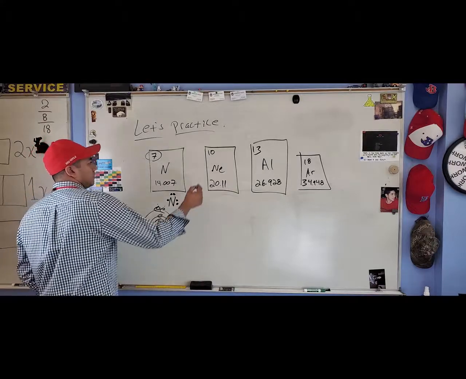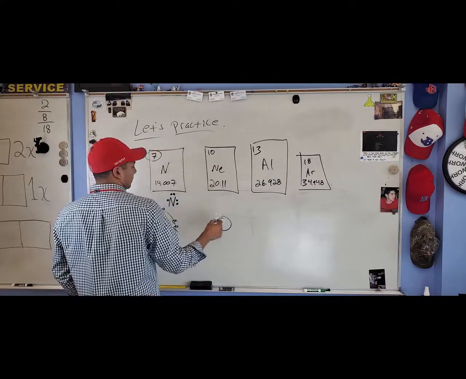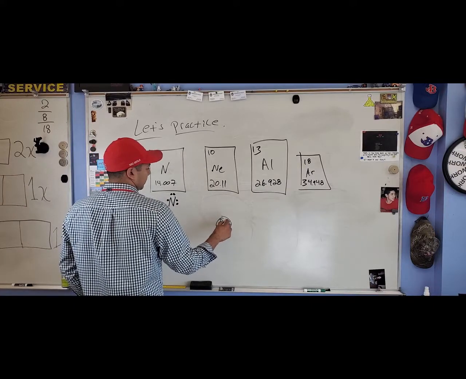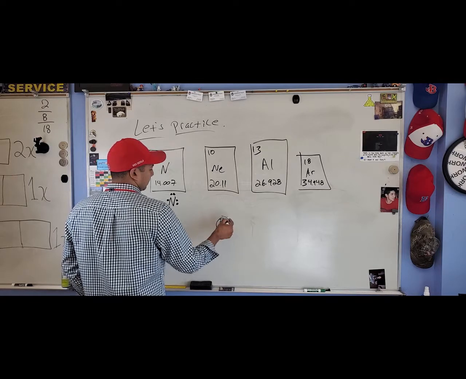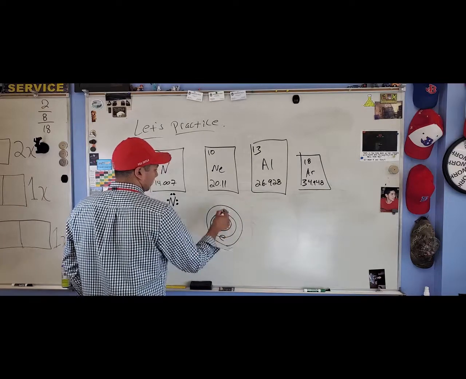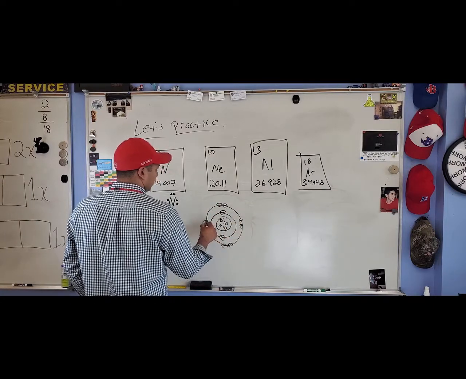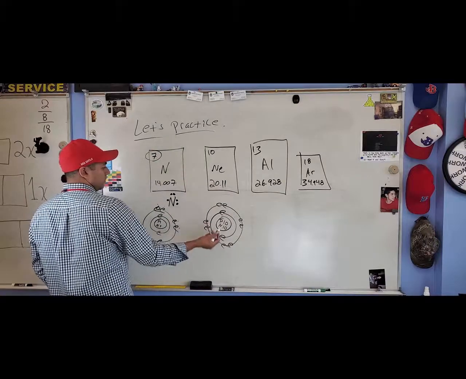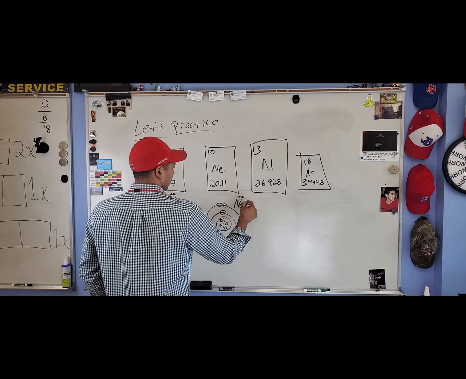Next we have neon with an atomic number of 10, which means that there are 10 protons in the nucleus and 10 neutrons in the nucleus. So we got to draw our 10 electrons, and there we go. 2 on the first ring, 2, 4, 6, 8 on the second ring, which gives us a total of 10 electrons. But since the dot diagram is the electrons on the outer ring, we're only going to draw 8, because that's how many are on the outer ring. 2, 4, 6, 8. 8 dots.